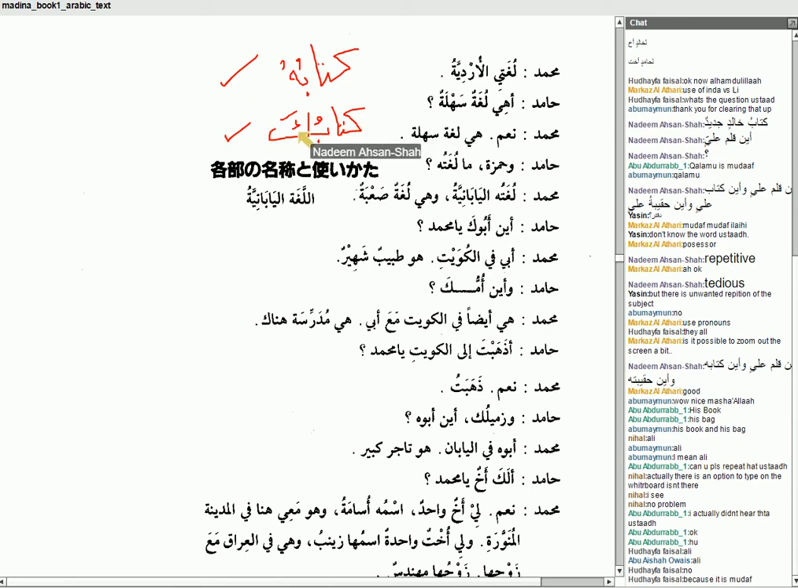And the damir, which is in this case ka, this is in the place of mudafun ilayhi, because this is the thing which is owned, which is possessed by who? By you. Your book. This belongs to you. Okay, kitabuka.